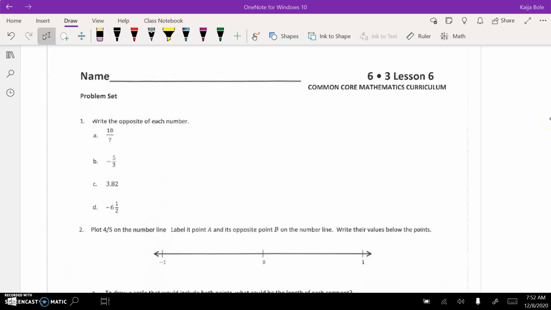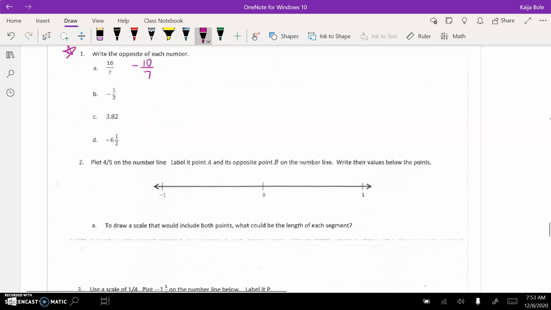Okay, here we are on the classwork for 3.6. Goal for today is to do 1 through 5. So, number 1, write the opposite of each number. Sometimes people overthink this. Remember, the opposite of positive 10 sevenths would be negative 10 sevenths. Okay, so that's what you're doing here, number 1.